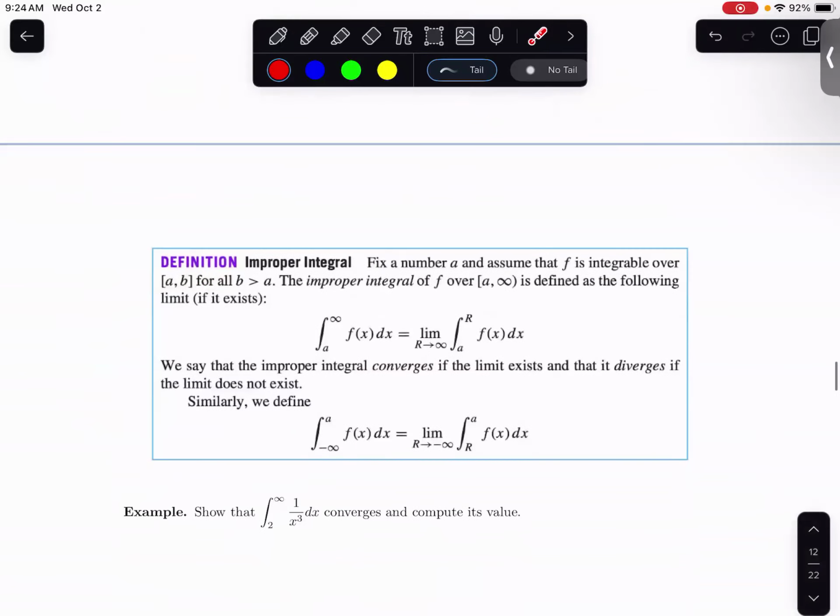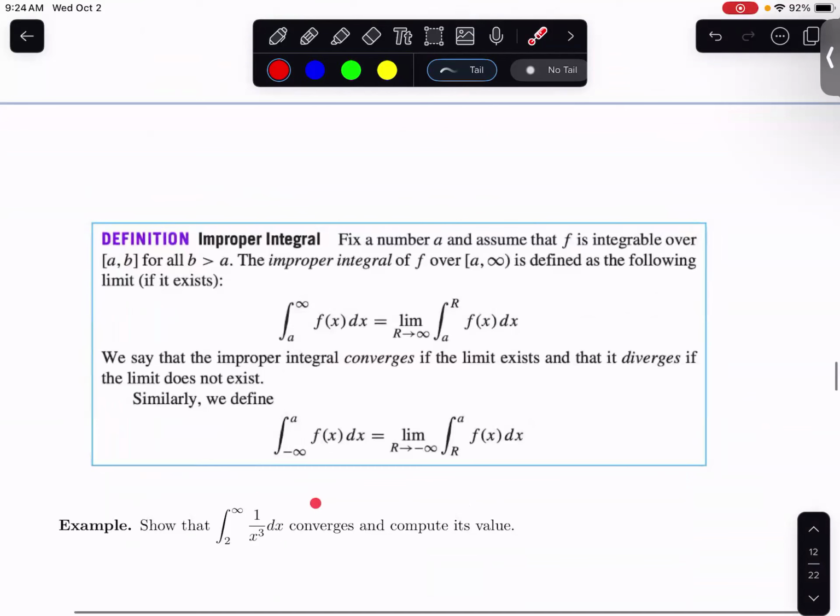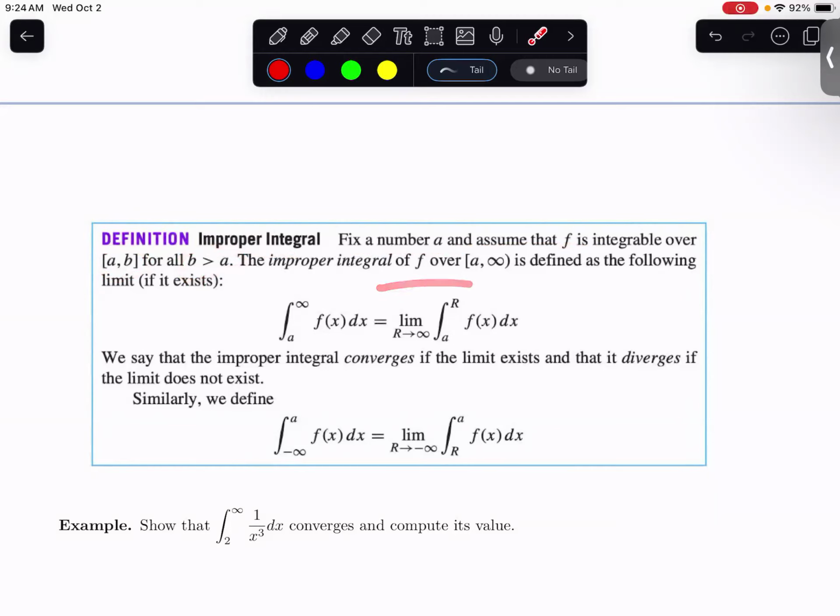So the formal definition for the improper integral is outlined here. And for computations, this is really what you're going to be looking at. So for an improper integral, we fix a number a, and we assume that f is integrable over some finite interval from a to b, where b is greater than a. So the improper integral of f over this interval from a to infinity is defined as the following limit. So if you want to do the integral from a to infinity of f of x, it's a matter of computing this integral from a to r of f of x dx.